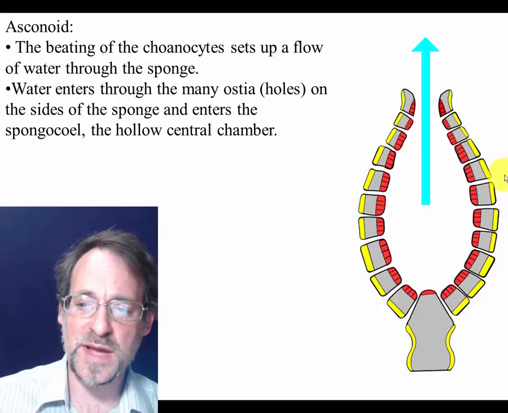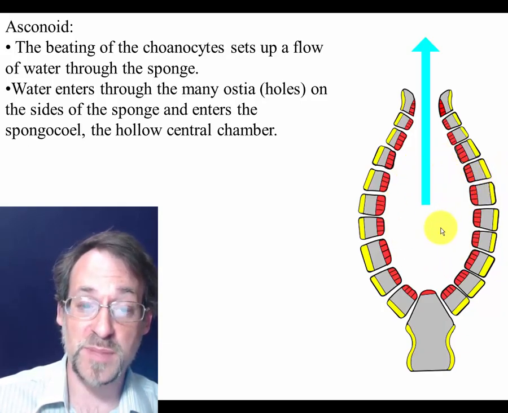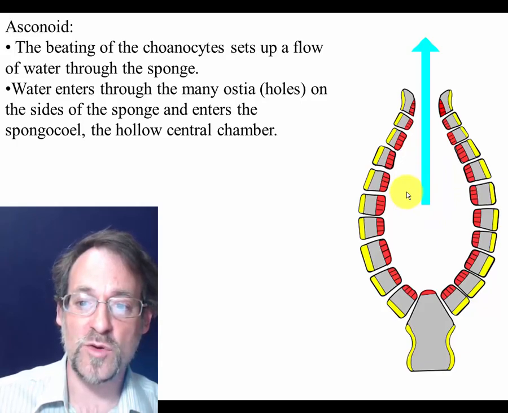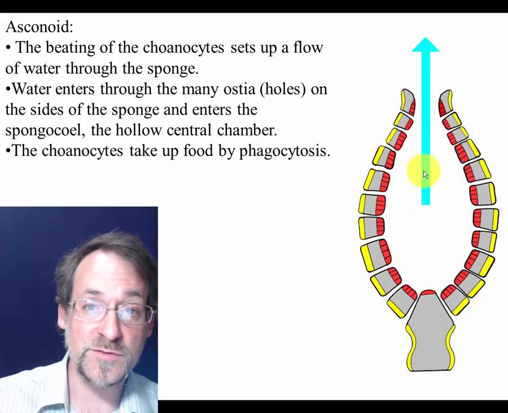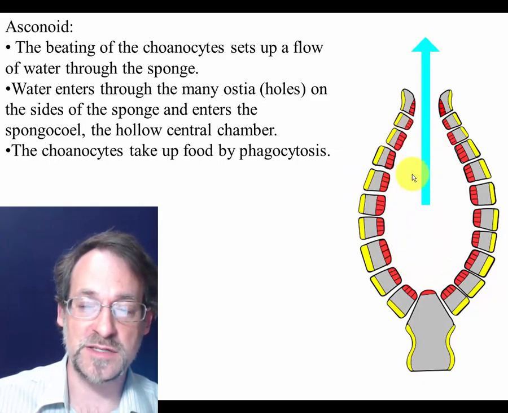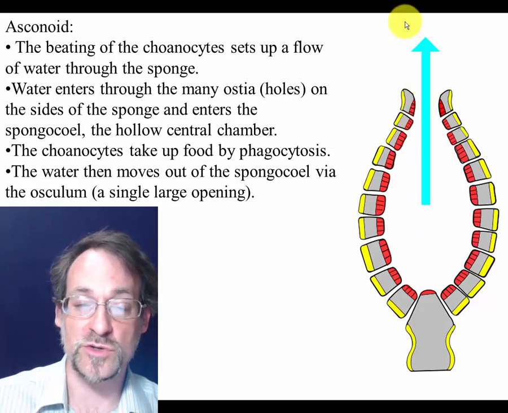And as it passes through there, the water enters this hollow space, the spongocoel. The choanocytes, as the water flows through here, take up the food, and then the water that has been filtered is just ejected out of this large hole, which is called the osculum.